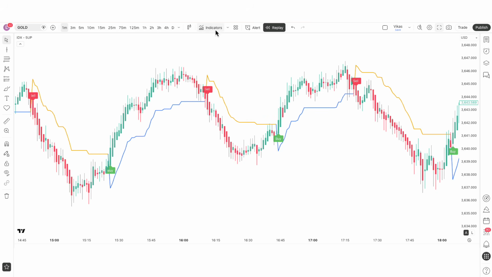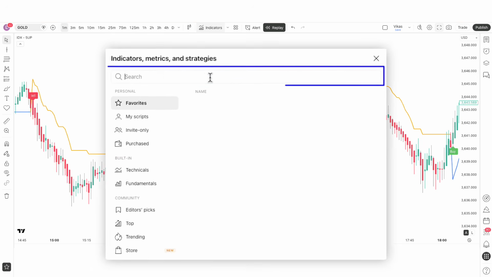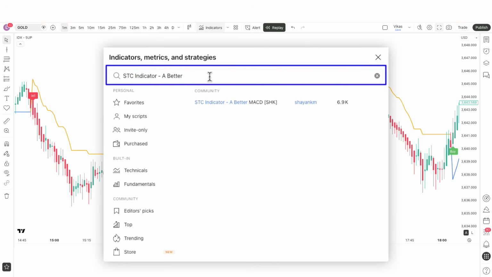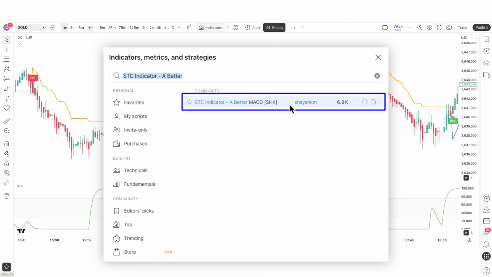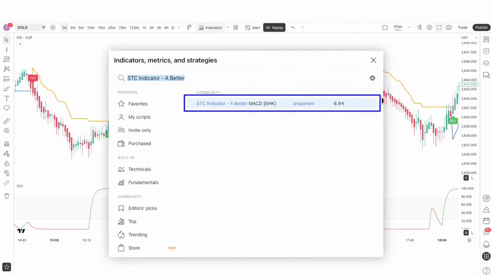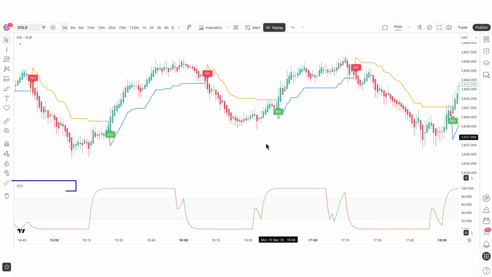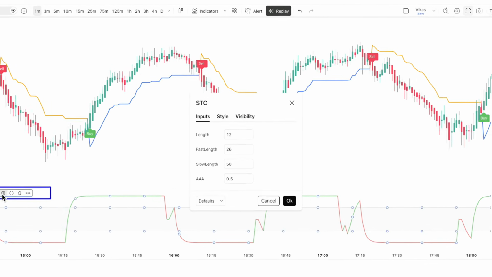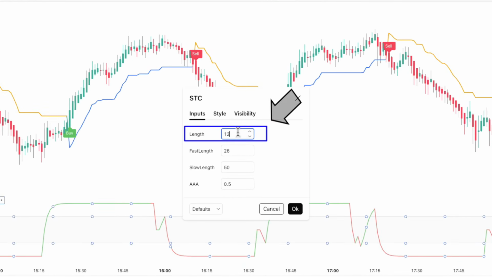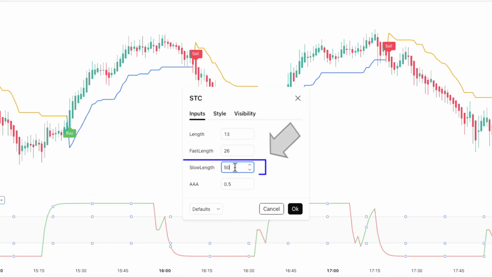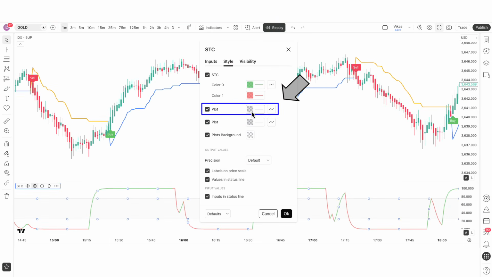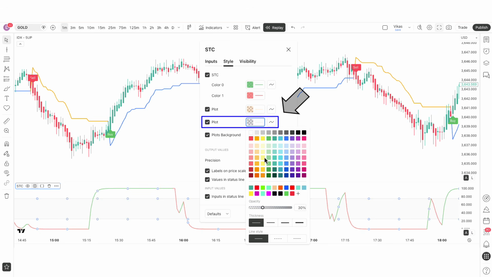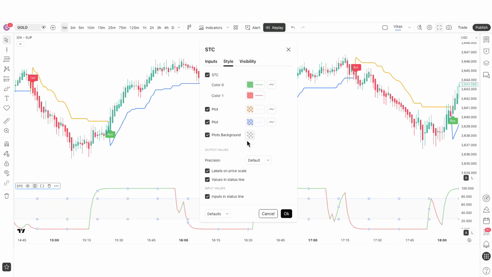Let's go to the Indicator Search tab, search STC Indicator A, Beta MACD, and select this one called STCA, Beta MACD Indicator, created by Shay Ankemi. Now let's access the settings of this indicator so we can modify it to suit our strategy. We change length 12 to 13, and after that change slow length 50 to 48, and after that change plot color to orange and blue. And here everything is fine after that.